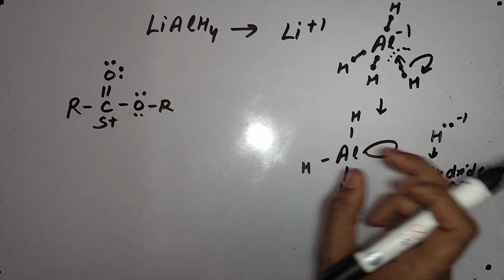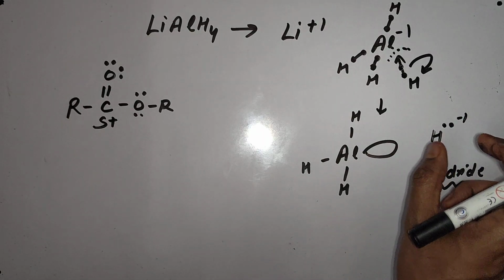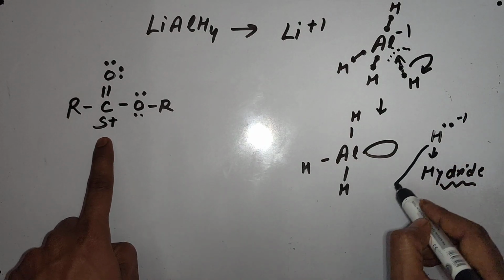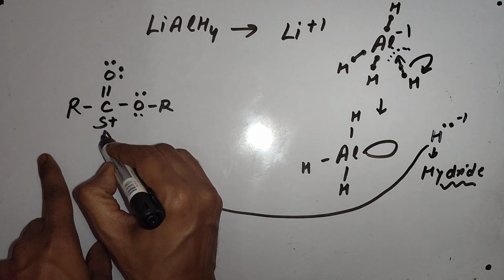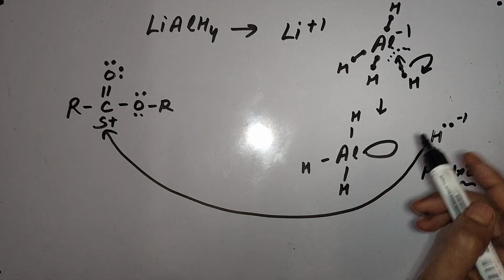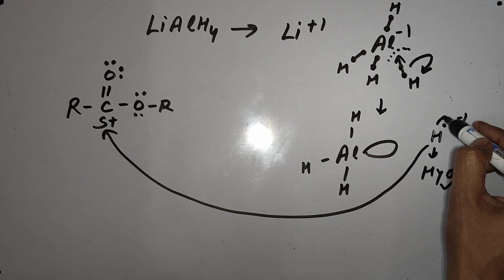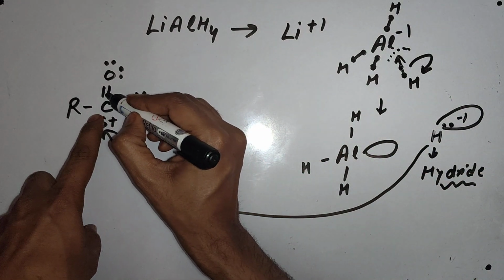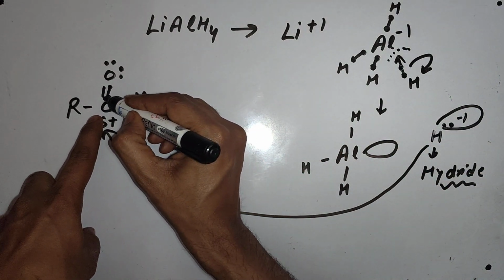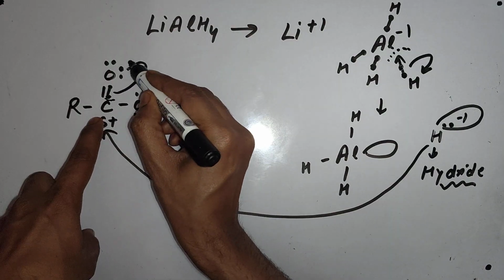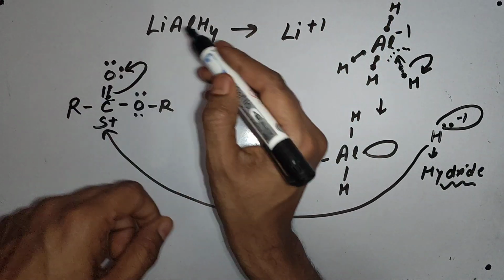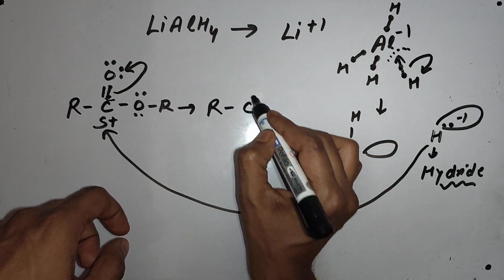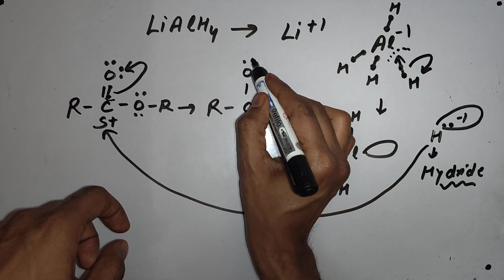That's it. This hydride wants a positive particle. Here we have a positive particle. It will attack on it. Now when the hydride comes with its lone pair to make a bond with carbon, obviously the pi bond will break, and both pi electrons will shift toward oxygen because oxygen is more electronegative than carbon. So the next condition will be this.